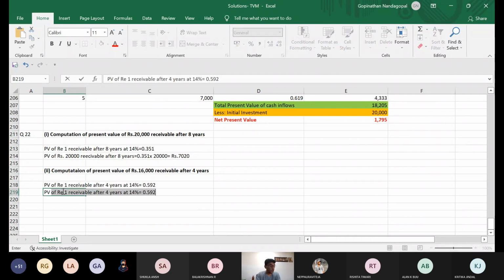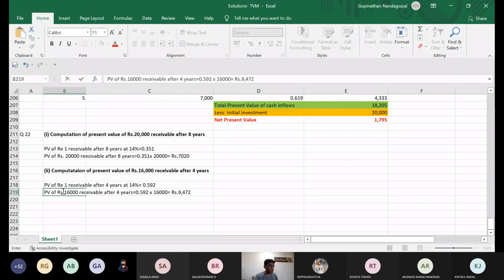Therefore, PV of rupees 16,000 receivable after 4 years is equal to 0.592 into 16,000, which is equal to how much? 9,472. Yeah. Now they're asking.